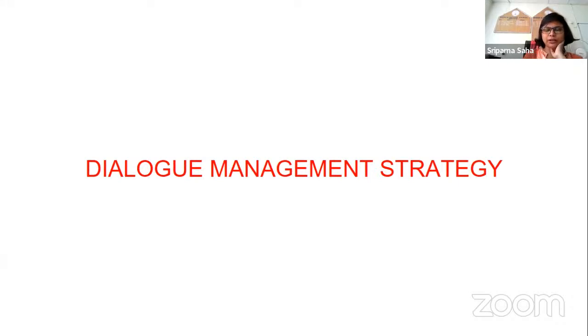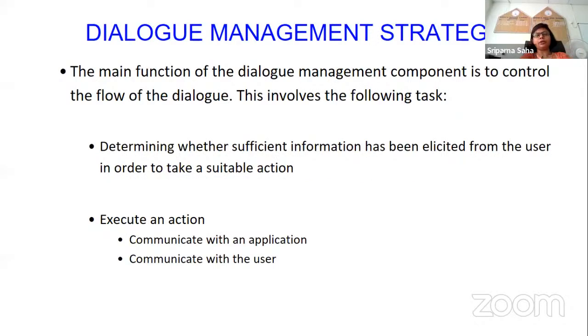Now I will discuss the other component, which is called the dialogue manager. So dialogue management, the dialogue manager is a reinforcement learning based agent. Basically we need to map the state into action. The main function of the dialogue management component is to control the flow of the dialogue, and this involves the following tasks. In a task-oriented setting, somehow we have to keep track of whether we have sufficient information from the user side to search in the database.